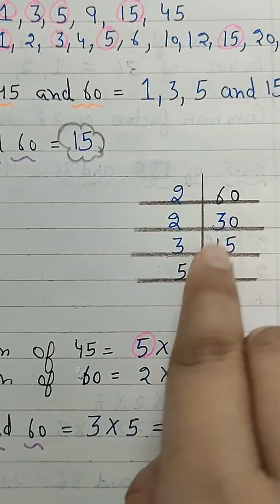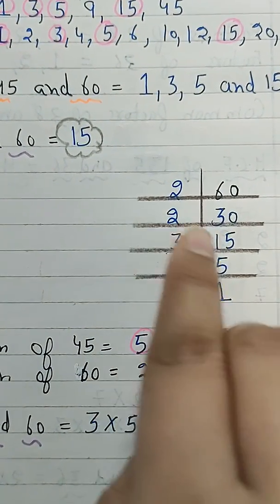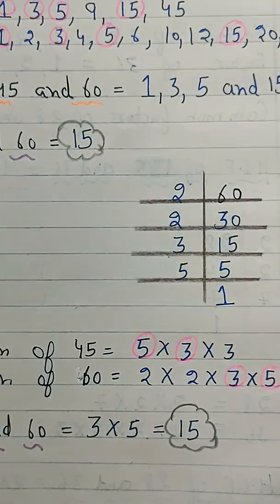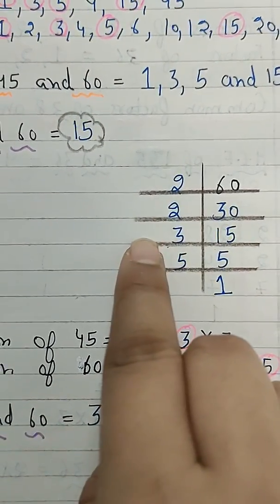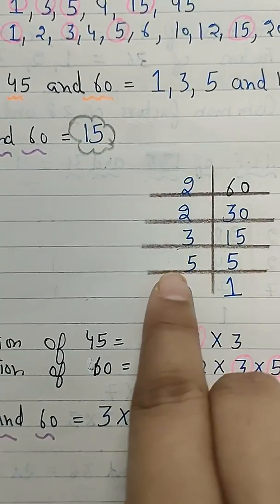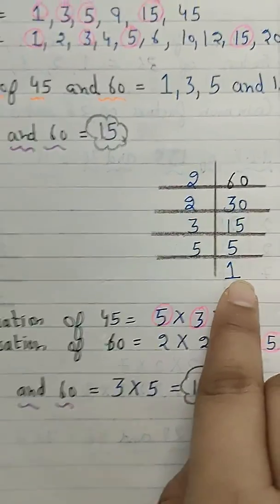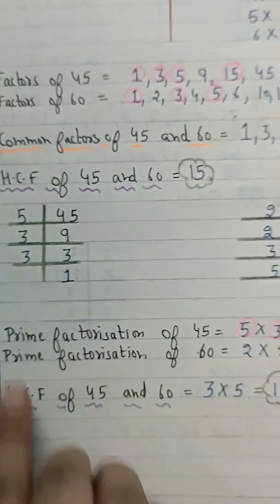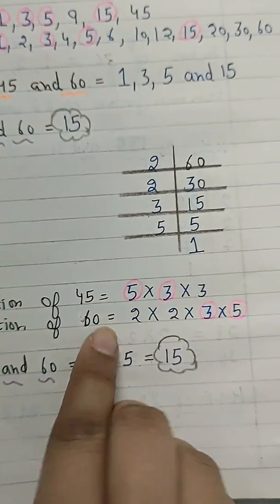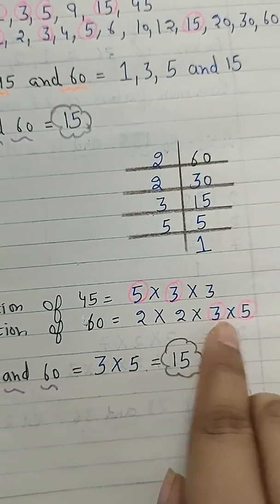Now it has become 15, so it will not come in the table of 2, so we have to take another prime number, that is 3. So 15 comes in the table of 3 at 5, 5 comes in the table of 5 only, so we have got 1. Now the prime factorization of 45 is 5 into 3 into 3, and the prime factorization of 60 is 2 into 2 into 3 into 5.